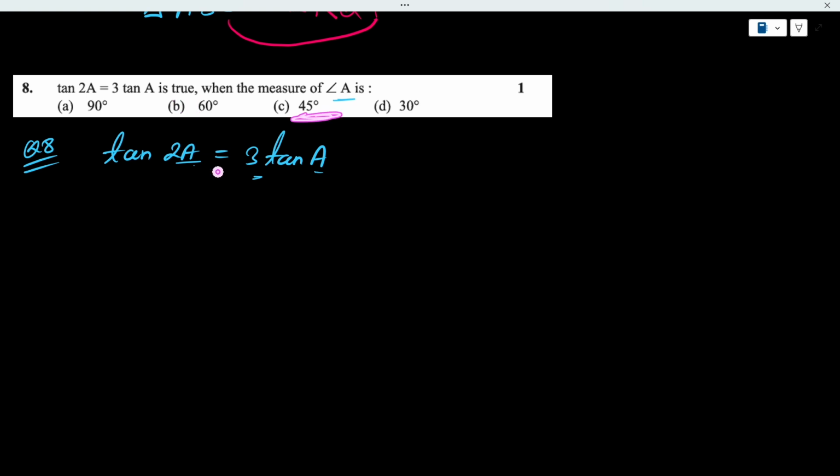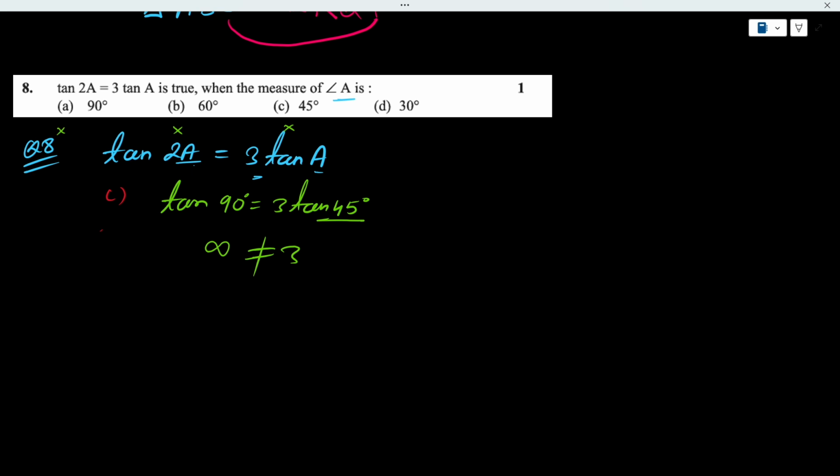Now let us take the third option, option C. What is there? Tan 2 times 45 is again going to be tan 90, right? If I take option C, tan 90 equals 3 tan 45. Now, tan 90, you know that it's infinite, not a defined term, and tan 45 is 1. They both cannot be equal, right? So this is also not the right option.